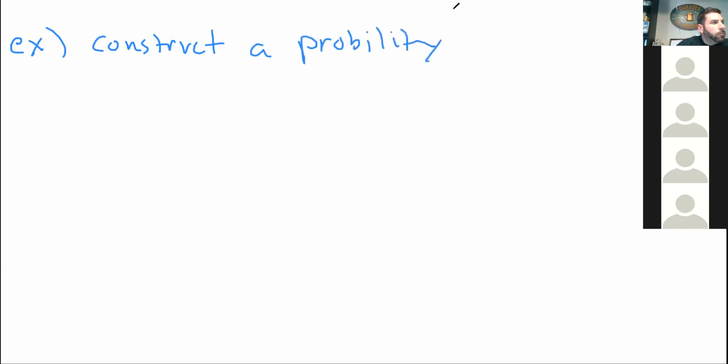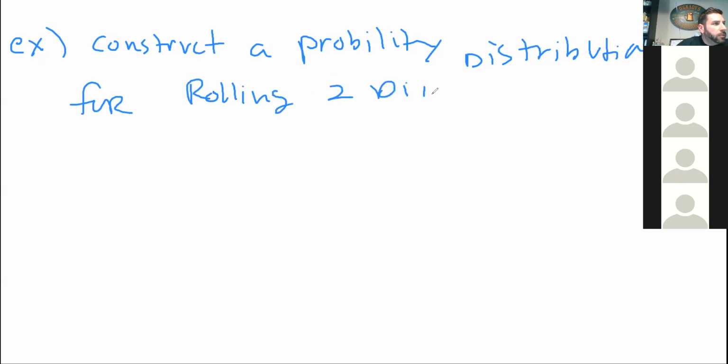All right, here we go. So let's do another example. Construct a probability distribution for rolling 2 dice and counting, let's say, or, so we're going to roll dice and counting the even.